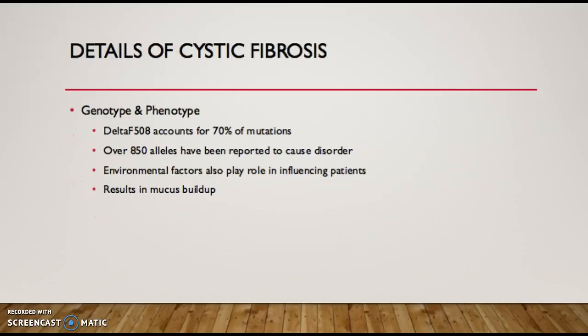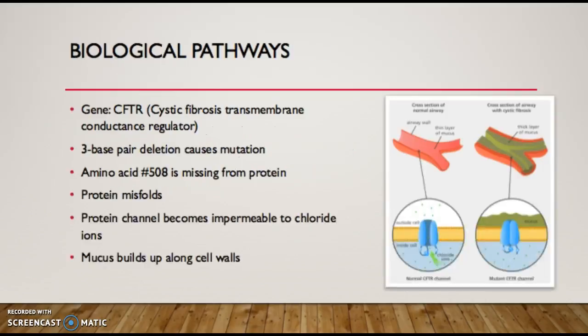Looking at the phenotype and genotype of cystic fibrosis, delta F508 accounts for 70% of the mutations that cause cystic fibrosis. However, there are actually over 850 alleles reported that cause this disorder. In addition to these genetic mutations, environmental factors also can play a role in the severity of cystic fibrosis. Regardless, the patients deal with mucus buildup and their body systems suffer as a result.